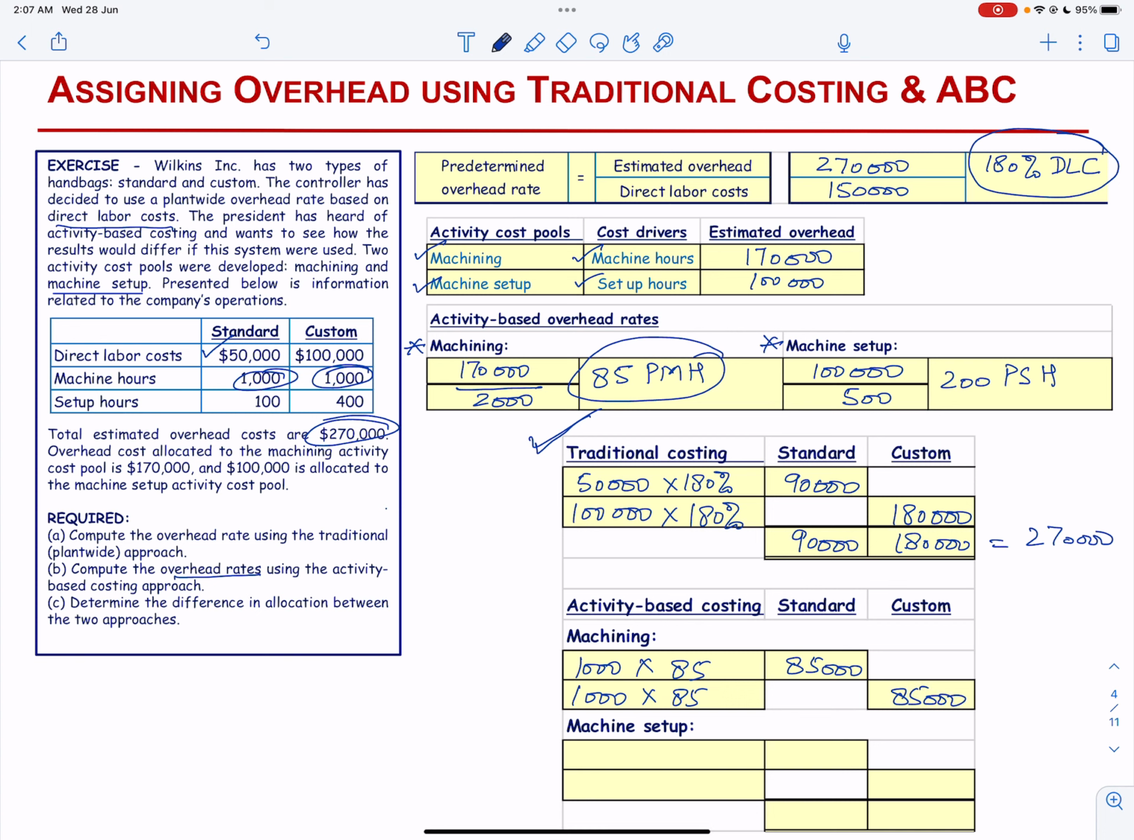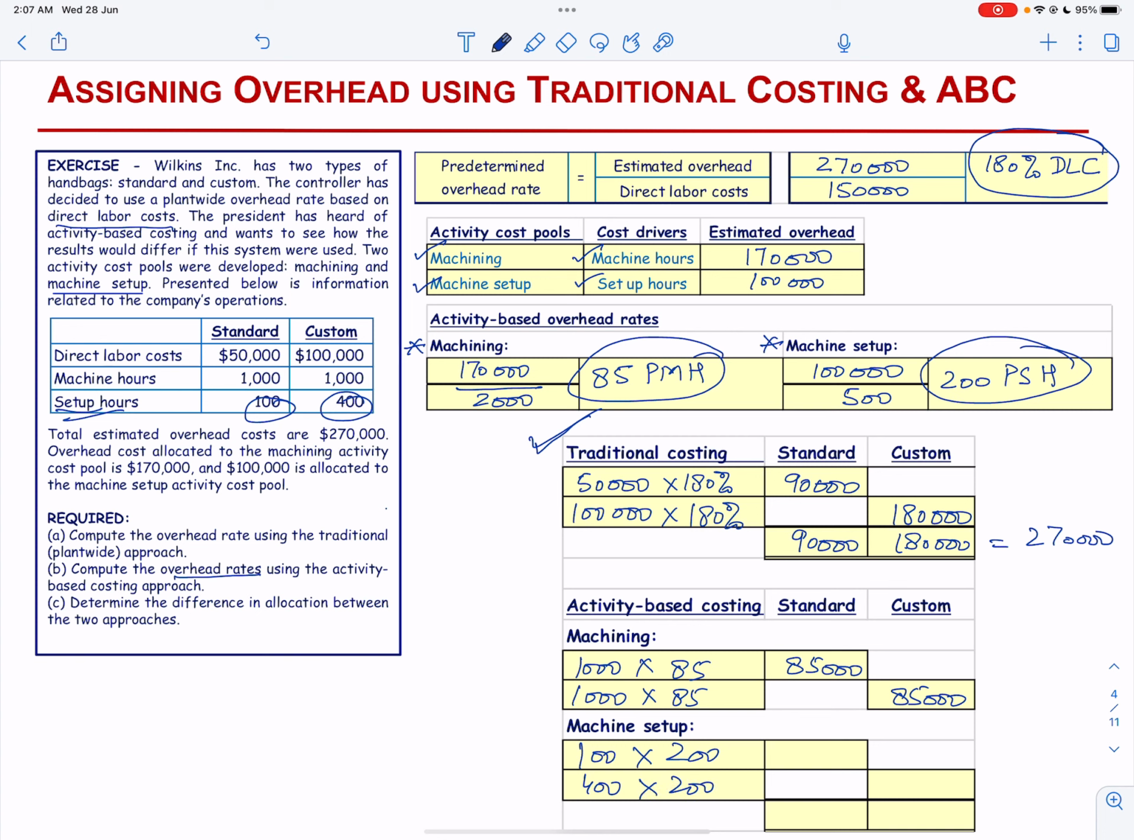And then we are going to determine the activity-based costing for machine setup. So for machine setup, we have the setup hours equal to 100 and 400. So we have 100 and 400, and the per setup hour rate was 200.